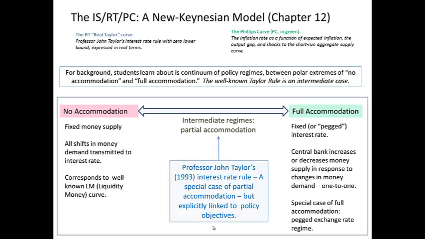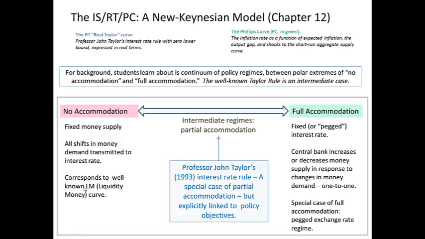Now let's turn to inflation and monetary policy. As a part of their background, students are going to learn about a continuum of monetary policies between two polar extremes, one of no monetary accommodation and another of full monetary accommodation. Recall that under the no monetary accommodation regime, all shifts in money demand are going to be transmitted to the interest rate. The money supply is assumed to be held fixed.